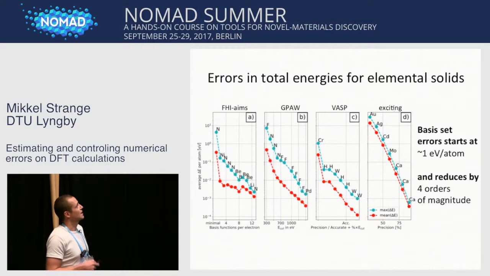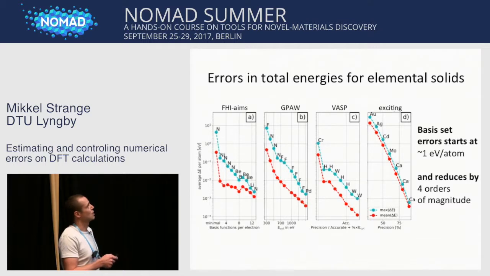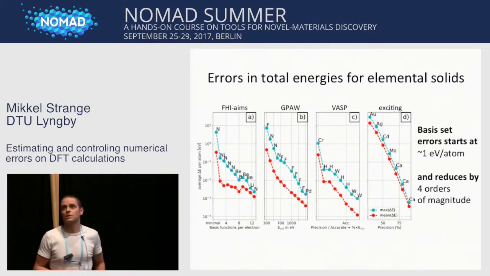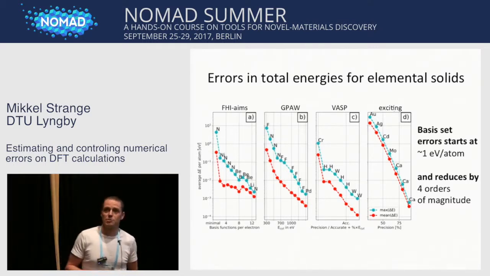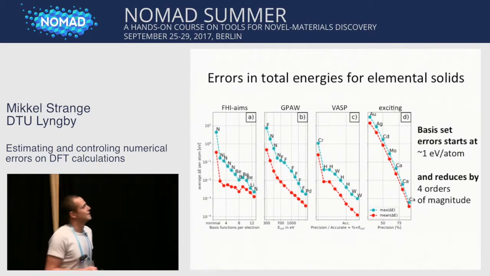So what we can note again is that across all codes it's kind of similar: you start out with an error around 10 electron volts, and you go down below 3 electron volts when you do convergence. This is with respect to some reference we have chosen, of course.